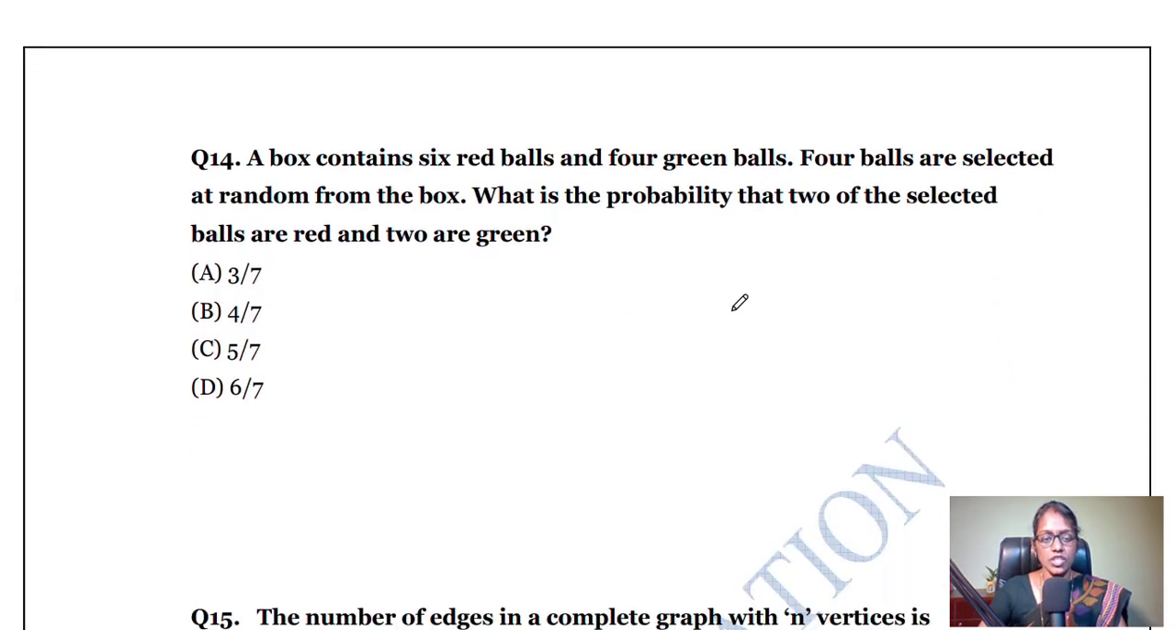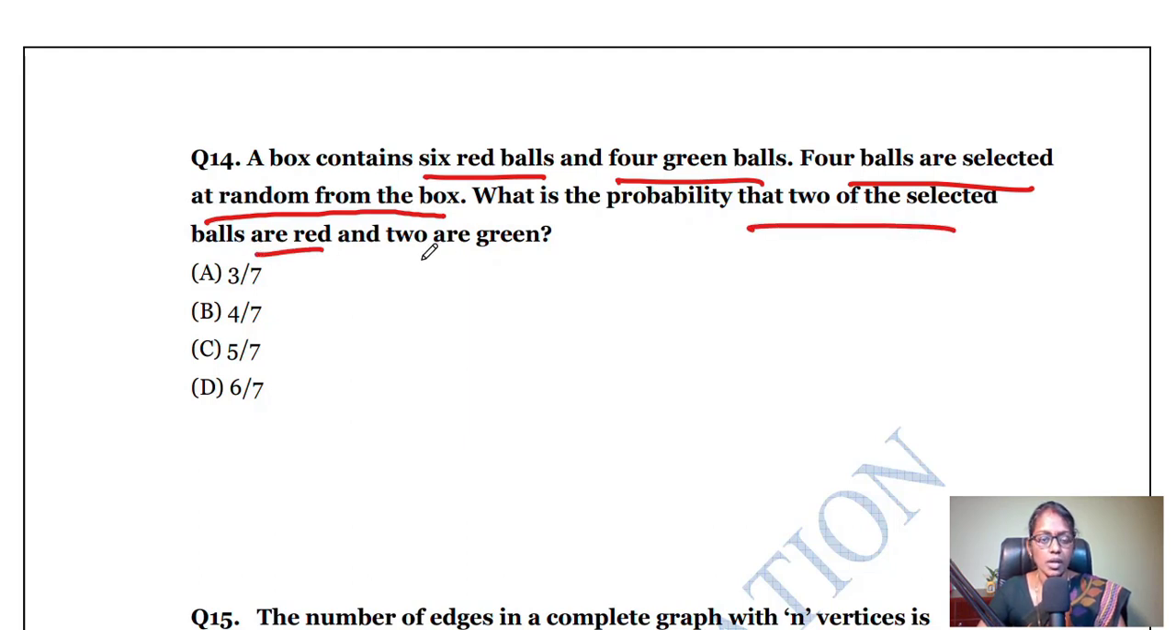The next question is, a box contains 6 red balls and 4 green balls. 4 balls are selected at random from the box. What is the probability that 2 of the selected balls are red and 2 are green?